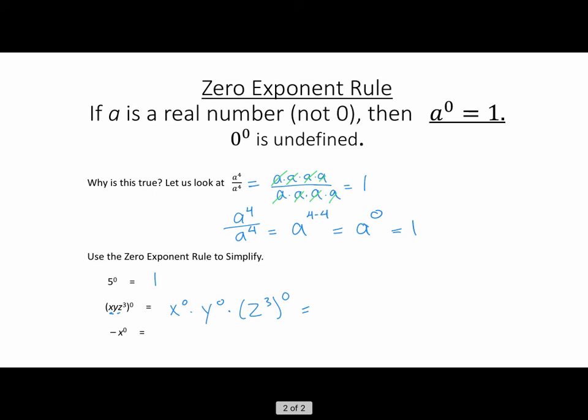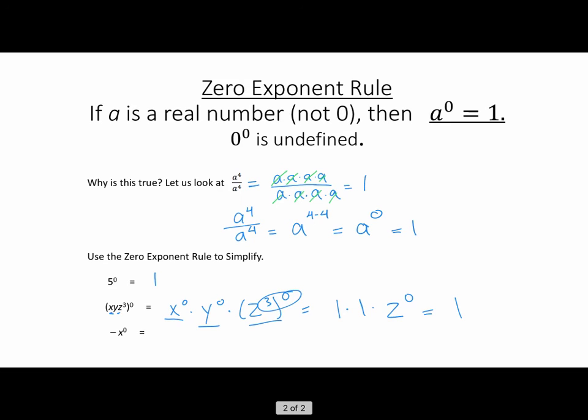Okay. Let's simplify. X to the 0 is 1. Y to the 0 is 1. And here with the base z, we've got a power rule, so we'll multiply those powers. And we know that z to the 0th is still 1. So 1 times 1 times 1, yeah, that's 1. Any base raised to the 0th power is 1.